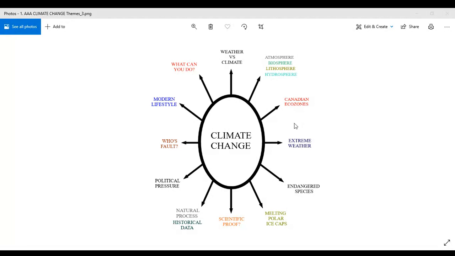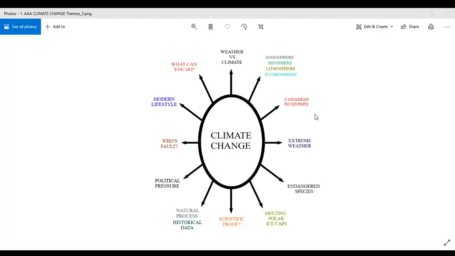So as you see on the screen in front of you, we have a number of different options related to climate change. We're going to start with some basic scientific information, talking about concepts such as weather and climate, how they are the same and how they are different. We're also going to look at the physical world in which we live. We will focus a little bit on the characteristics of the atmosphere, the biosphere, the lithosphere, and the hydrosphere.